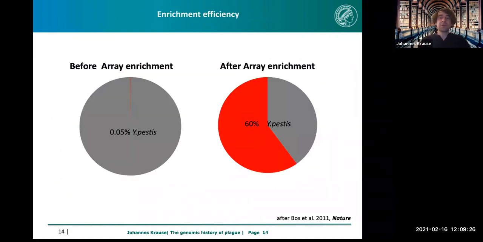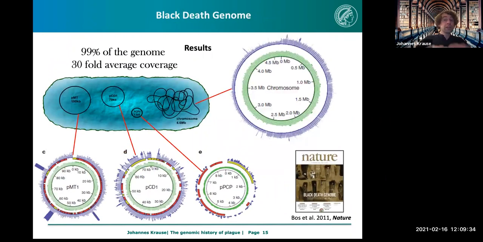And you can actually see it was quite successful. We had very little Yersinia pestis DNA before we did that. And afterwards, it was very highly enriched. And that was then enough to actually reconstruct the entire genome. It's something that we published 10 years ago, and we could reconstruct about 99% of the genome of Yersinia pestis from that time. So it's a really good quality.